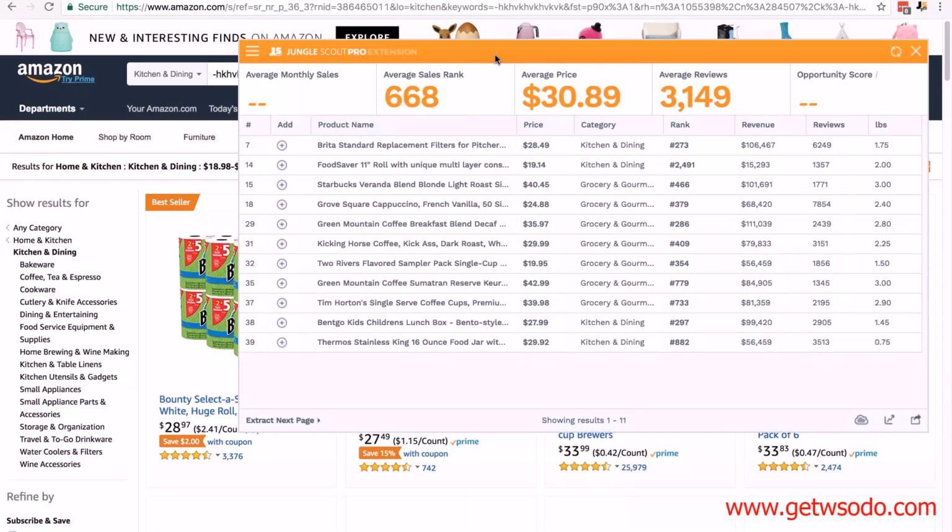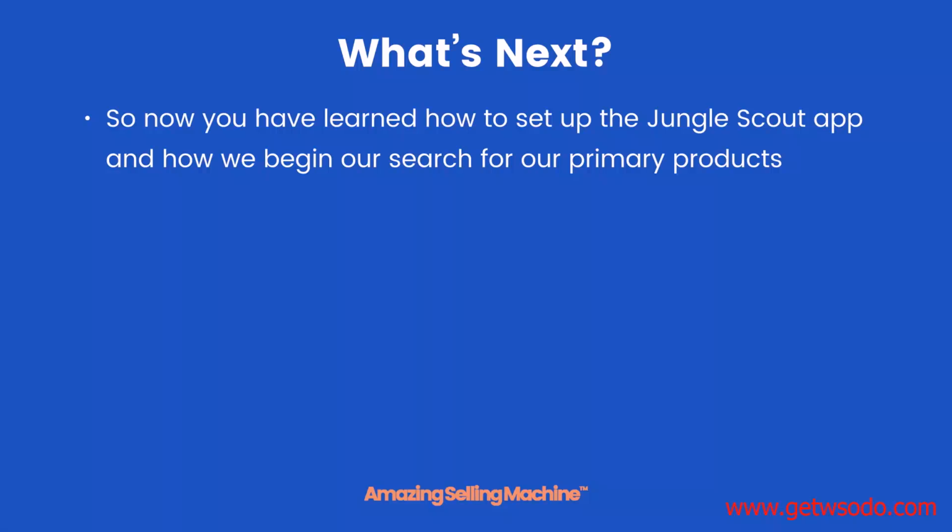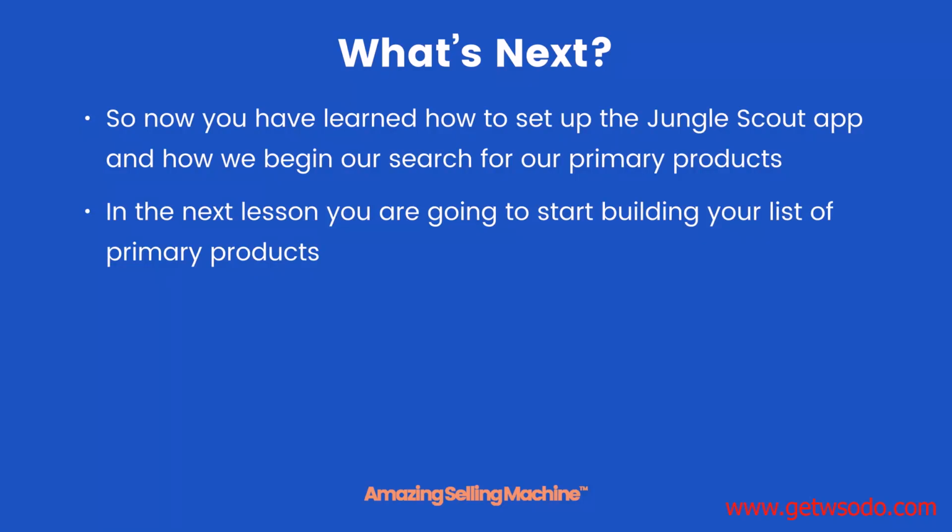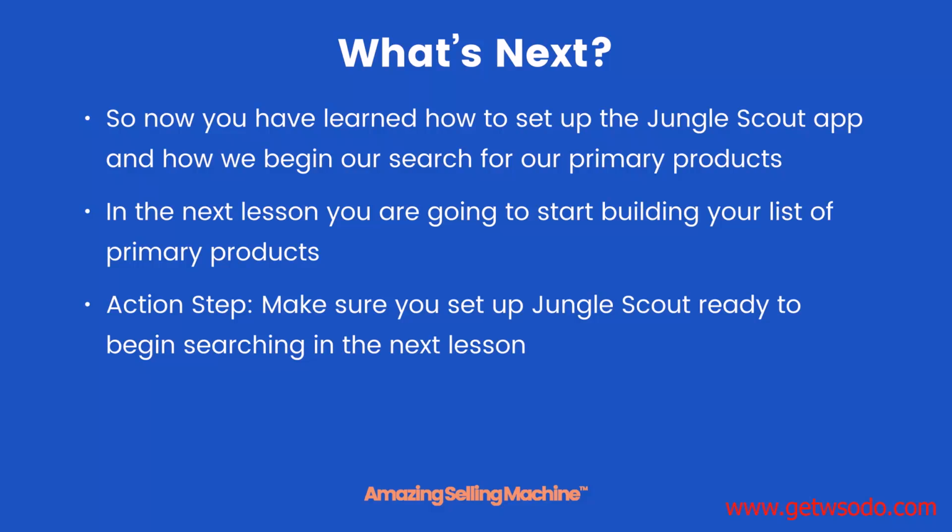So that's how you set up Jungle Scout to actually start searching for your primary products to build your primary product list. So what's next? So now you've learned how to set up the Jungle Scout app and how we begin our search for our primary products. In the next lesson, you are actually going to start building your list of primary products. So your action step, make sure you set up Jungle Scout ready to begin searching in the next lesson.